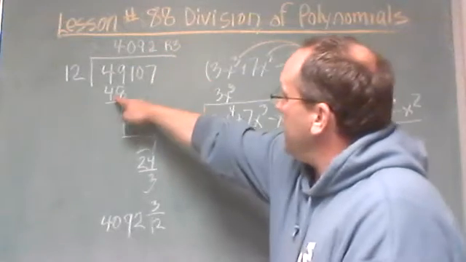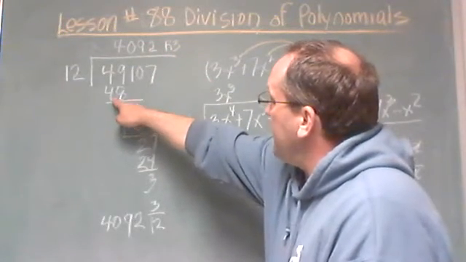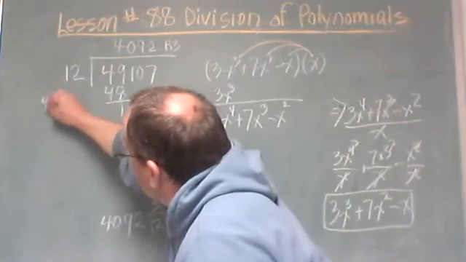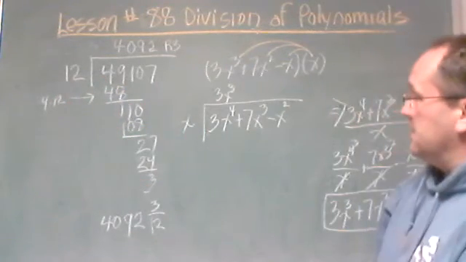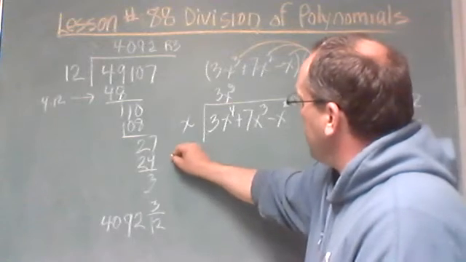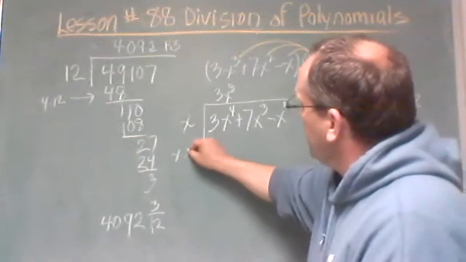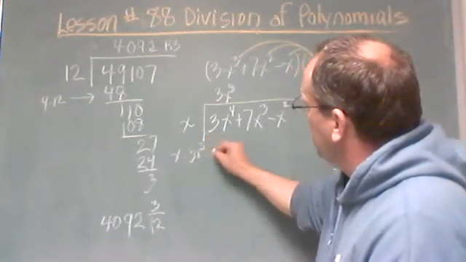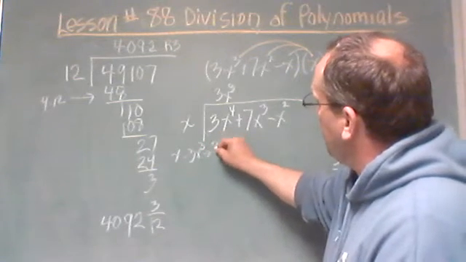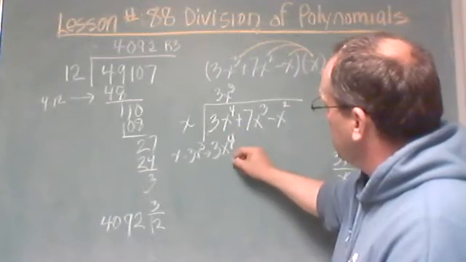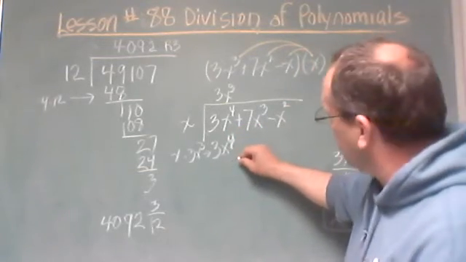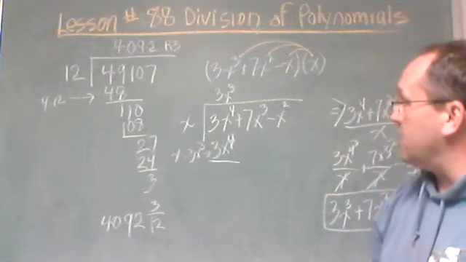Then in the same way, how do I get that 48? I take the 4 times the 12, and that gives me the 48 right here. I take that x times the 3x to the 3rd and put it over here. I get 3x to the 4th. Excuse my penmanship, or chalkmanship, I guess. I put a line under it.